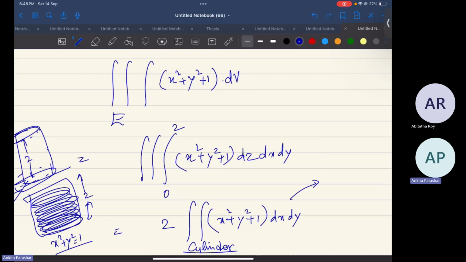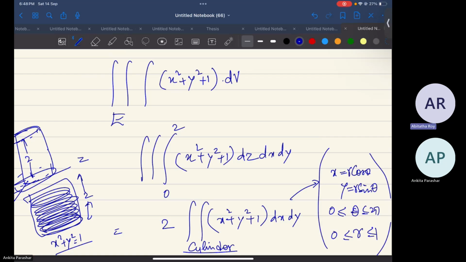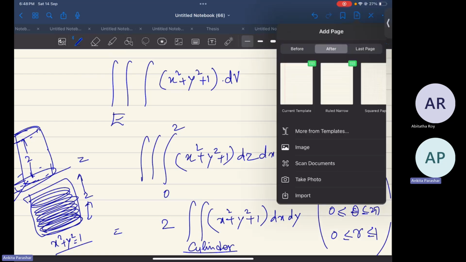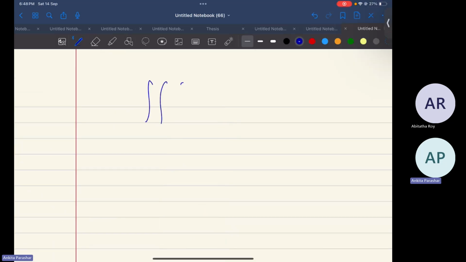Yeah, now you can change to polar by writing x equal to r cos theta, y equal to r sin theta, and theta is from 0 to 2 pi, and r is from 0 to 1. Is that okay? Yeah. So let's just do it. It's a simple thing. So we have x square plus y square plus 1 dx dy over that region.